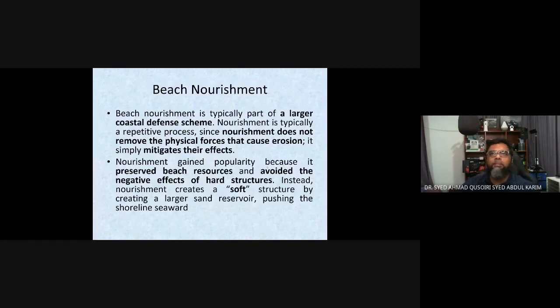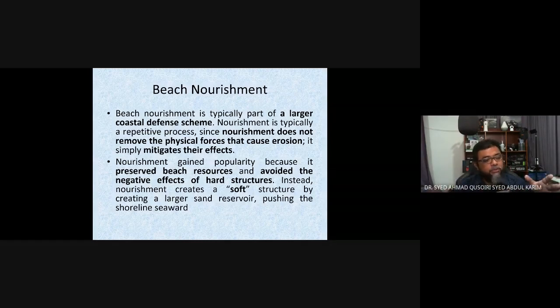So this is a part of a larger coastal defense scheme. It's an ongoing process. Dia takkan siap macam tu saja. Dia akan perlu dibuat secara berkala. It does not remove the physical forces that cause erosion. Hanya mengurangkan kesan dia. So dia tidak menyelesaikan masalah erosion tu. It's just segala kerosakan yang berlaku tu dia akan perbaiki.